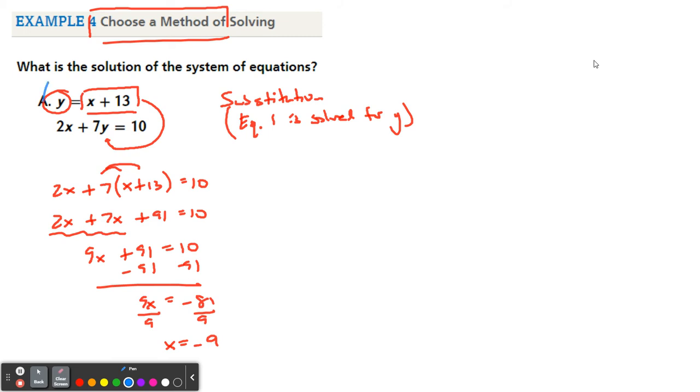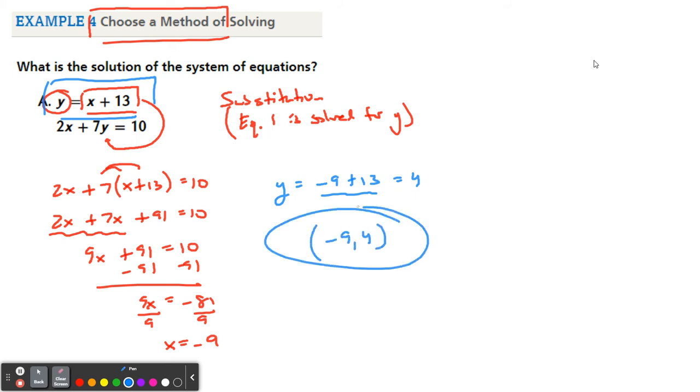So now I'm going to take this first equation and I'm going to substitute negative 9 in for x. So now it says y equals negative 9 plus 13. And just simplify that, and that's 4. So your solution here is x comma y, negative 9 comma 4. Done.